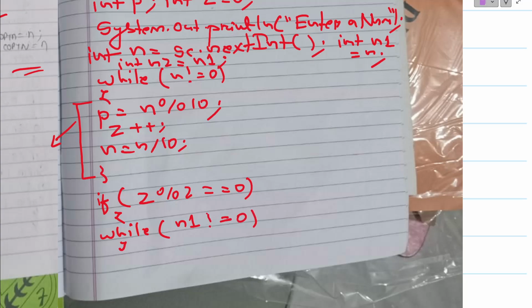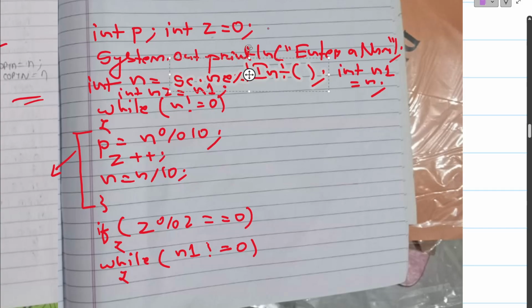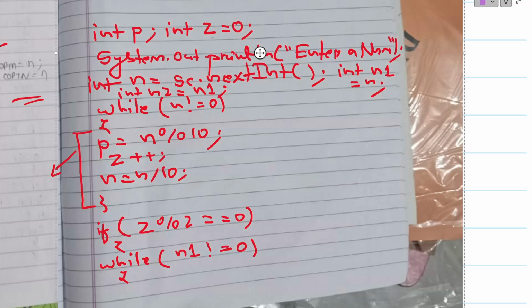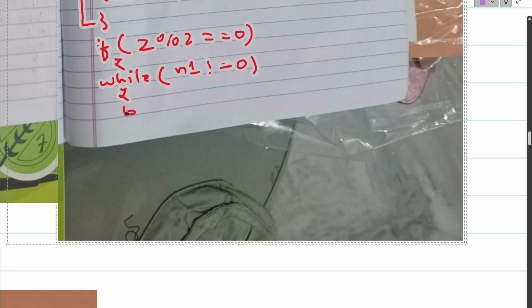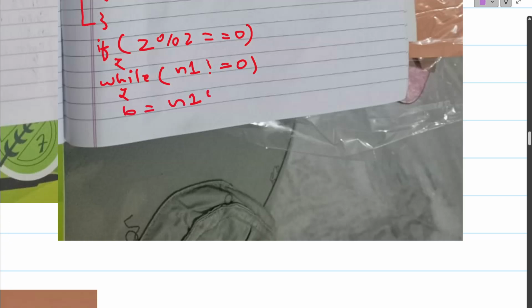N1 is not equal to 0. So here I need to take another variable. Let me take int b. Here I will be storing the two separate parts of the digit. So b is equal to n1 modulus 100.